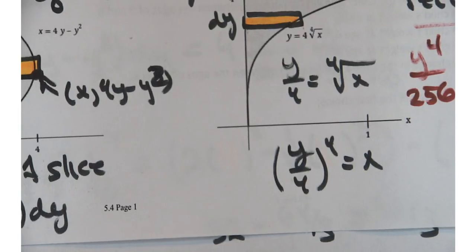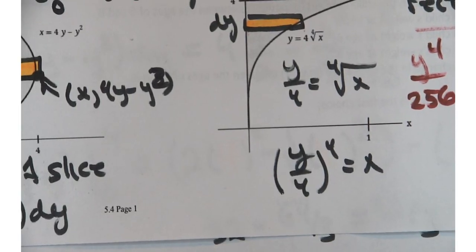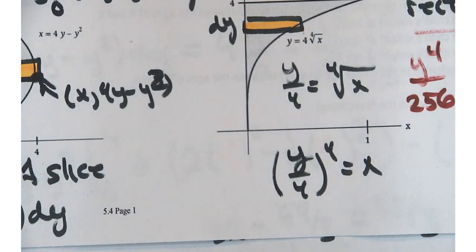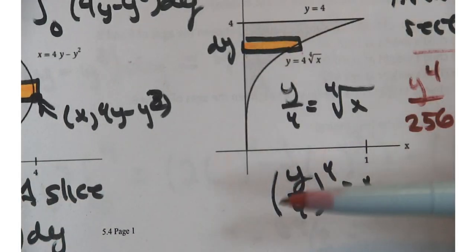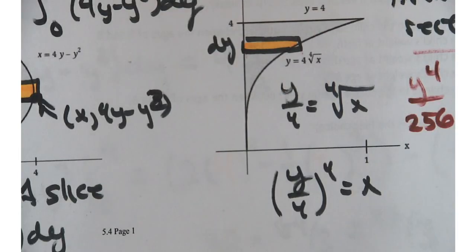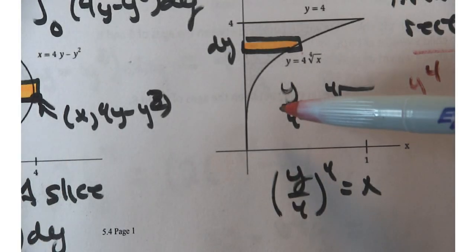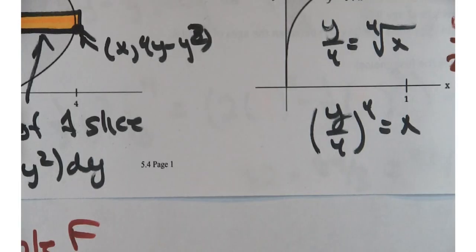Let's finish this up over here. Example F. Now that's the area of one rectangle. Now I can move that rectangle anywhere I want, up and down, and then find the area by putting in the appropriate limits for my integral. So let's do that. The integral of 1 over 256 y to the 4th dy.